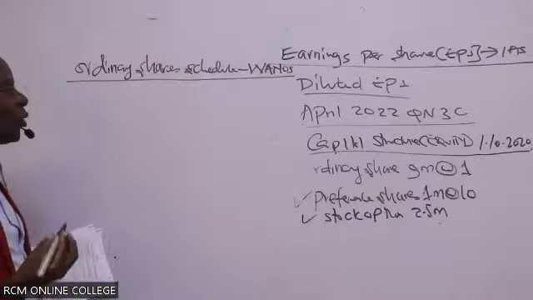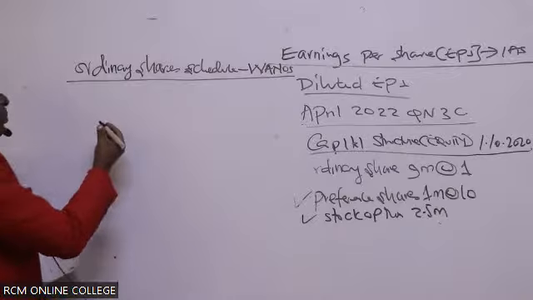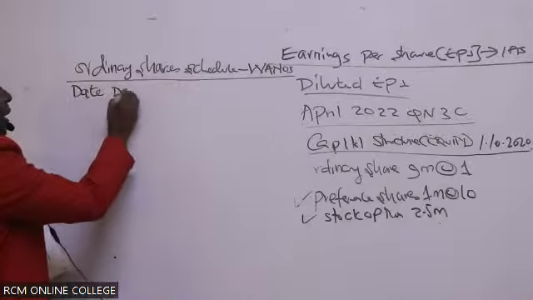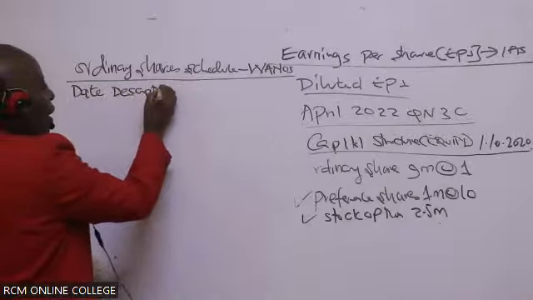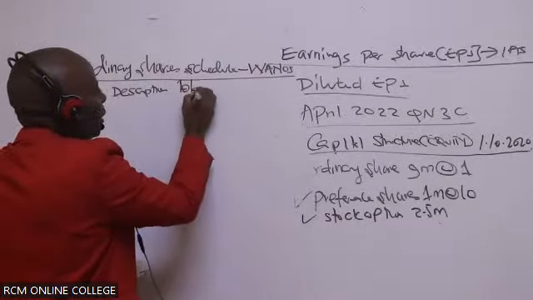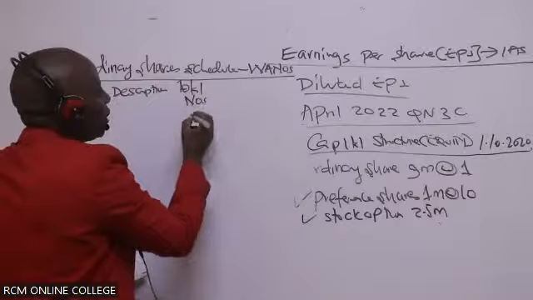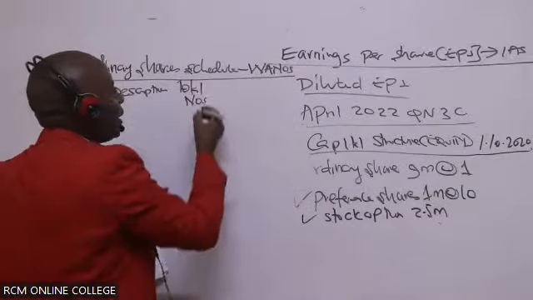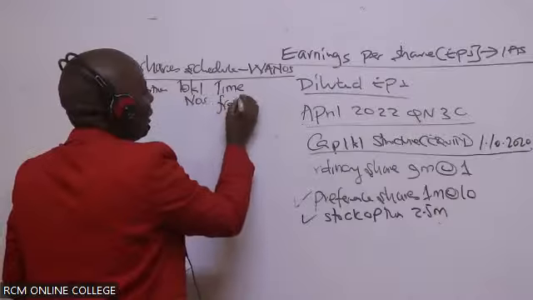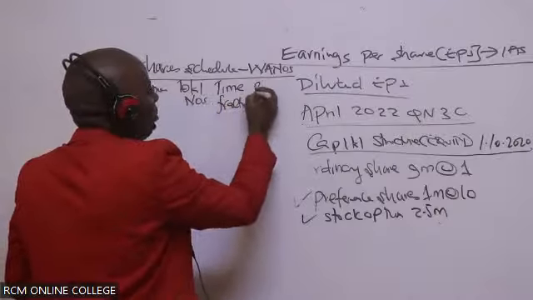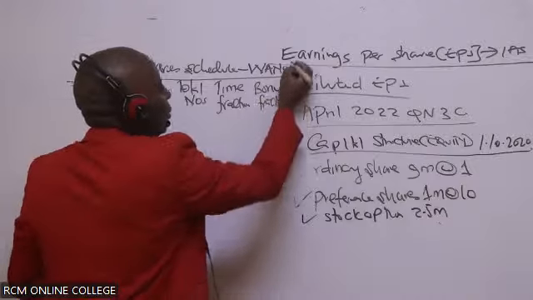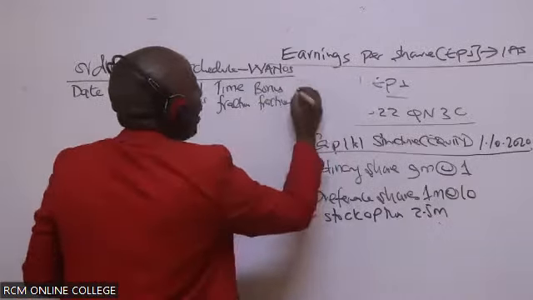And I told you how you should put this up. How do you put this up? You start with the date. We have the description. Then we have the total numbers. Then we have the time fraction. Then we have the bonus fraction. And then the last one here will be the one-offs.